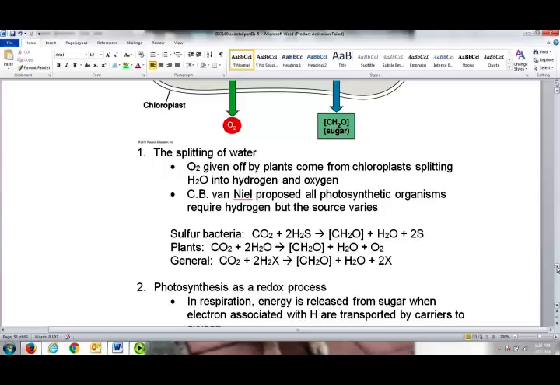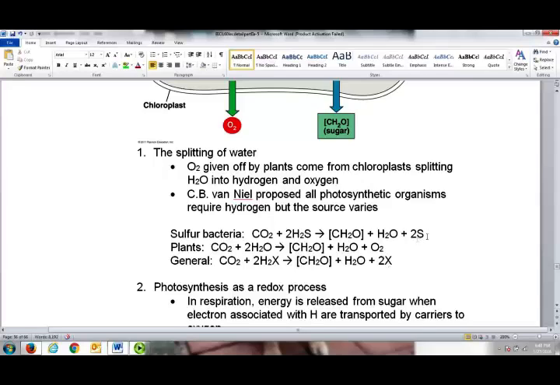So C.B. Van Niel actually proposed that all photosynthetic organisms require hydrogen, but the source varies. So we can look and see the same general reaction here. In plants, this general reaction has the two hydrogens attached to oxygen. In the sulfur bacteria, these two hydrogens are attached to a sulfur. So we have this general equation here where you have the hydrogens attached to this X, and then you have the products released over here.